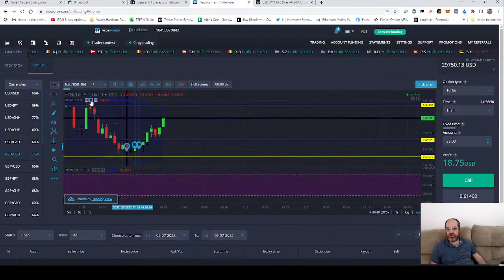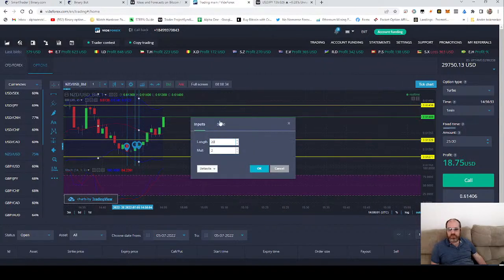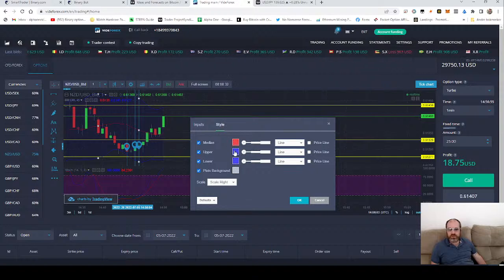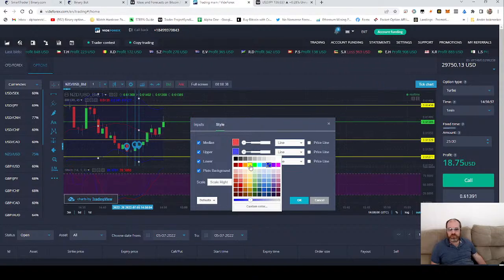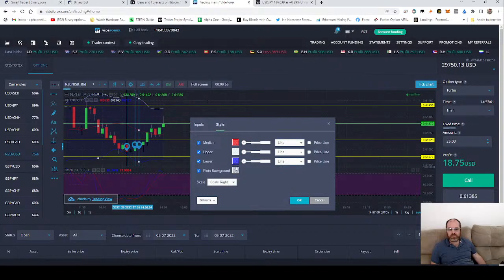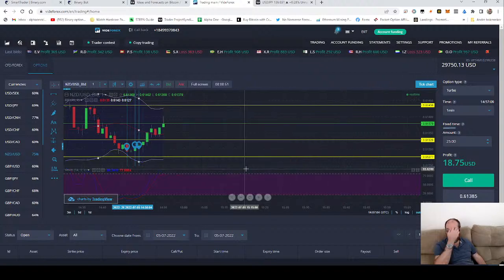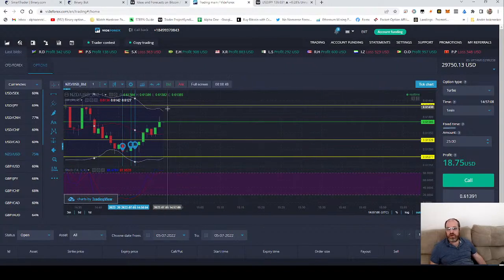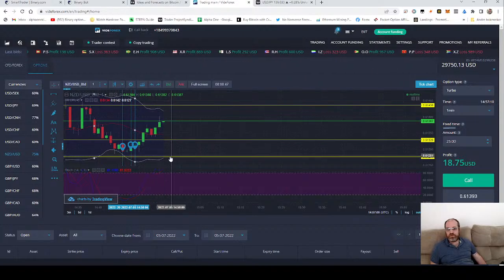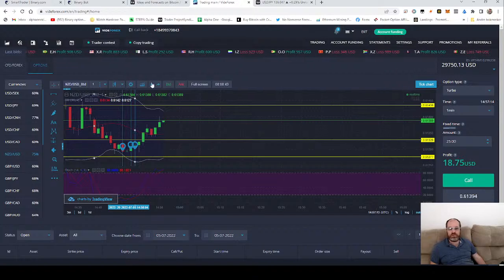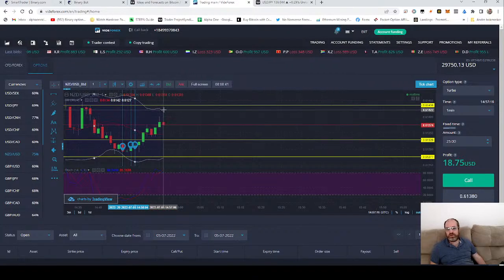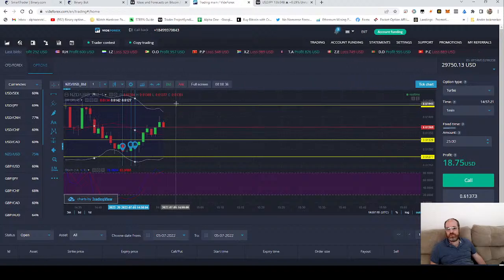Let's see if we can take another color. I think white will be better. Let's make it white, and let's make the lower one white also. Yeah, that shows a little better. So we need to be above this white line you see, or below the white line, at the same time. In this case, to take a put trade, we need to be above this white line, and I would like to be close to this resistance zone you see up here.